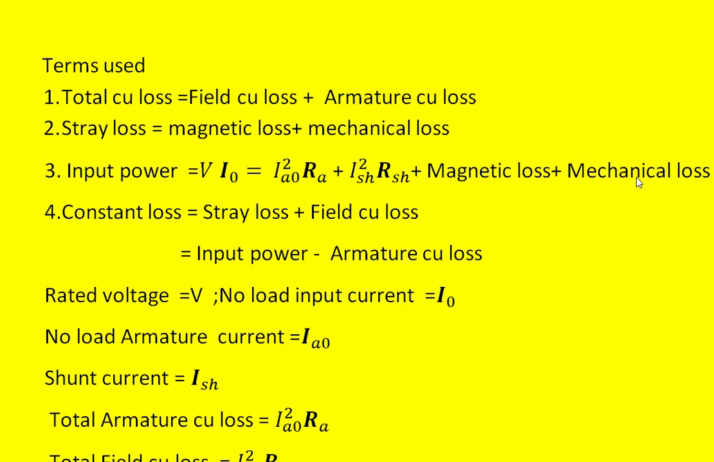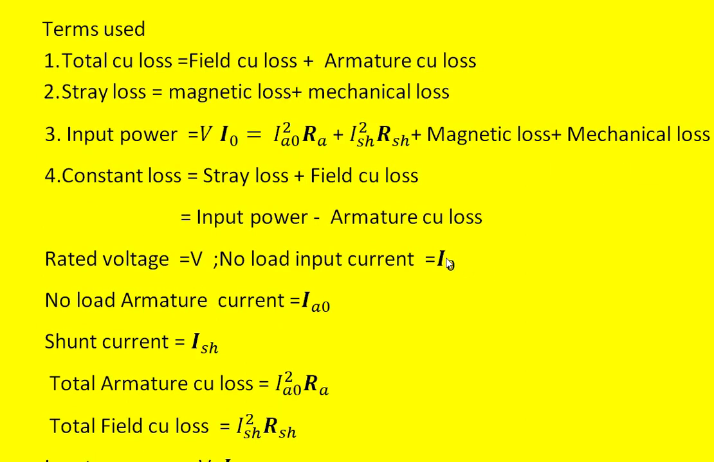So we can say constant loss is nothing but stray loss plus field copper loss. How do we calculate this constant loss? By subtracting the armature copper loss at no load from the input power. This is also nothing but stray loss plus field copper loss. Because input power minus armature copper loss is convenient, we use this for calculating the constant loss.